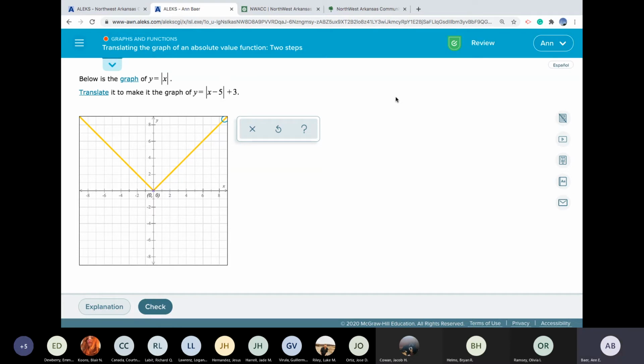In that P in PEMDAS, absolute value bars are considered grouping symbols. So we want to make sure we're doing what's inside the grouping symbols first. That means we've got x minus 5. So 5 is subtracted from x next door to x. Works opposite of what we would think. So we're not going negative, we're going positive. So we want to go positive 5 units. So pick this up and drag it to (5, 0).